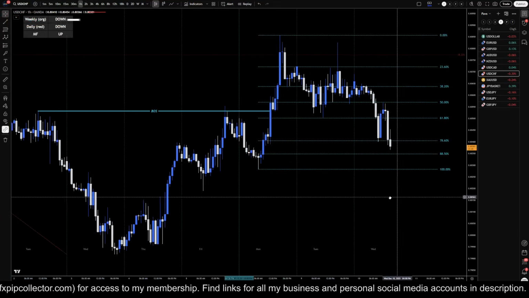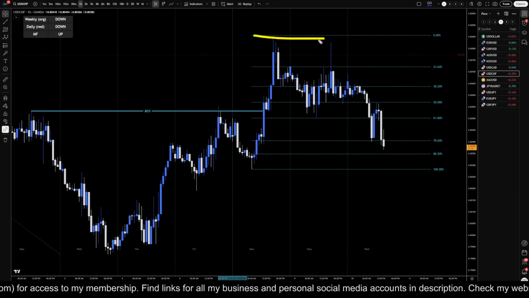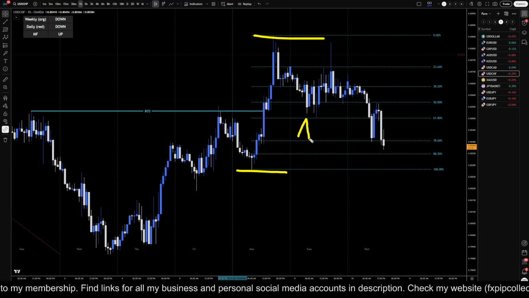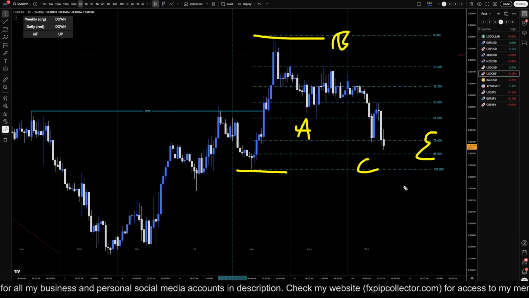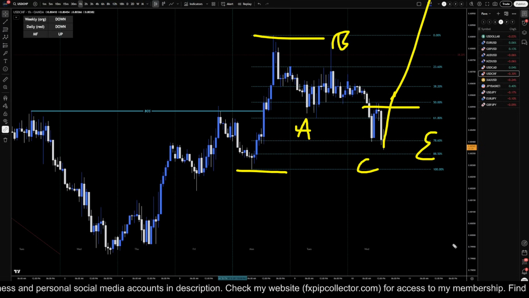Going down to the 1 hour time frame is where I got my Fibonacci retracement on the last impulsive move up from here to here. If this is an A and this is a B and this is a C, then it should turn at one of these last couple fib levels to the upside, break structure, and then continue up.